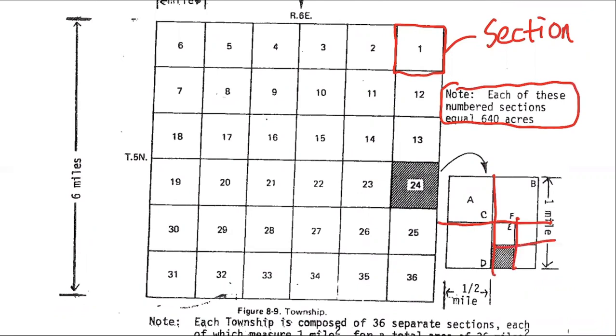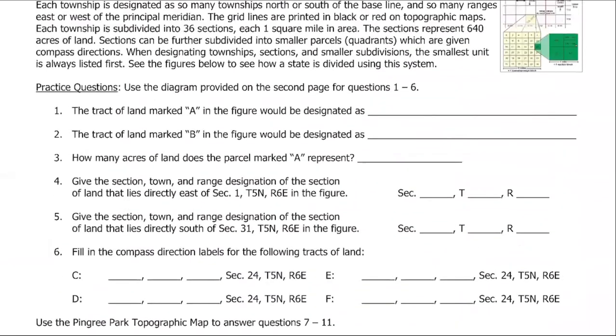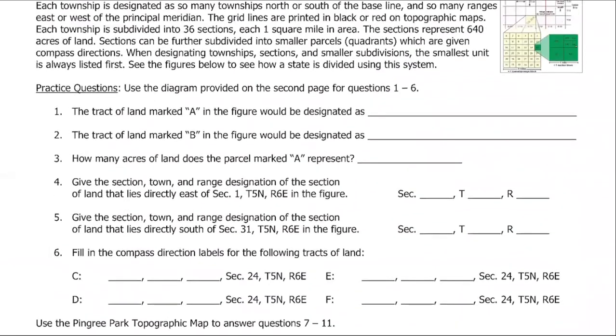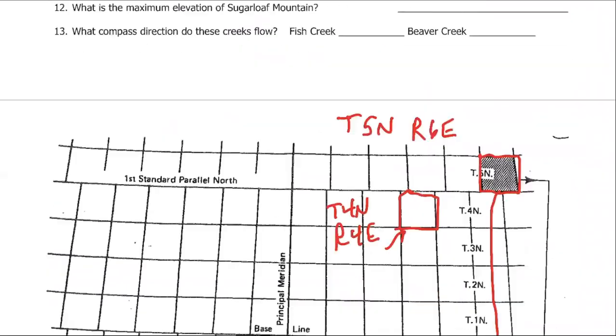So we're going to answer some questions. That sounds a little bit weird right now, and the best way to learn that is actually to ask or answer questions about it. And notice though, it's still 1 mile by 1 mile. They're taking that 1 by 1 section 24 and just zooming in a little bit more on it. So let's go up here and start answering these practice questions, because then it'll all start to make sense. So the tract of land marked A in that figure would be designated as, well, where's A?